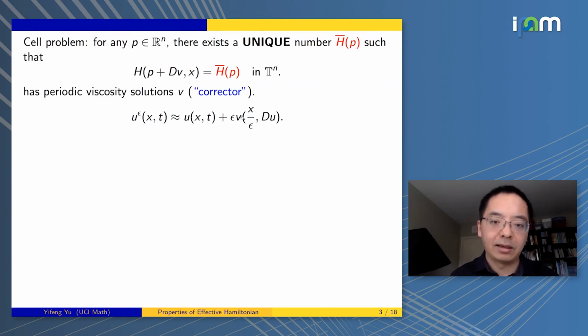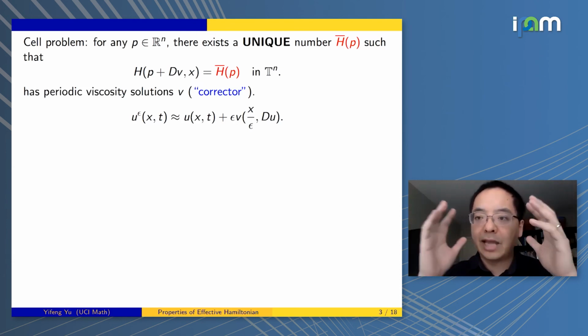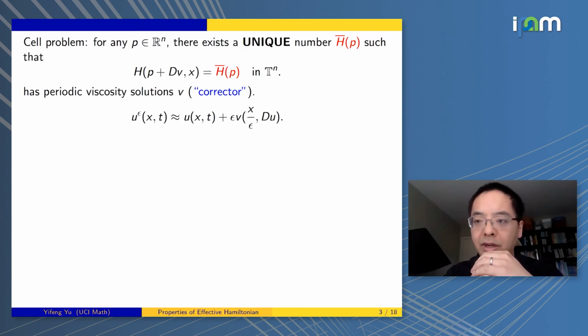Mathematically, it captures the oscillation of the gradient, because we know u epsilon converges to u under the maximum norm, but the gradient of u epsilon only weakly converges to the gradient of u. So you have oscillation, and that is captured by V. Now, in the standard periodic setting, the well-posedness is well established, settled a long time ago.